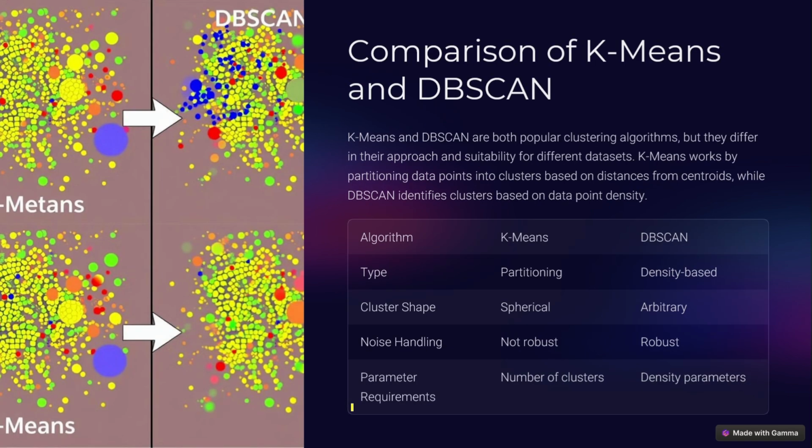So how do K-means and DBSCAN compare? K-means divides the data into groups based on distance from centroids, while DBSCAN groups data based on density. K-means works best when clusters are round and evenly spaced. DBSCAN can handle clusters of any shape. K-means requires you to decide the number of clusters upfront, but DBSCAN can figure it out as it goes. DBSCAN is better at handling noisy data and finding outliers, whereas K-means struggles with that.